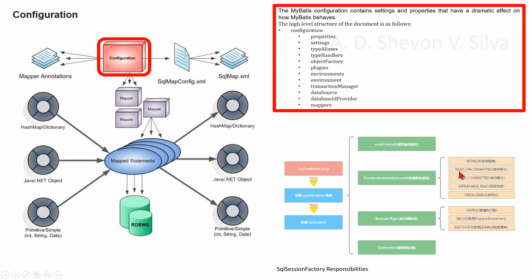Here, none, read uncommitted, read committed, repeatable read, and serializable are connected to the transaction isolation level method. Here simple, reuse, and batch are connected to executor type. Here auto commit, transaction isolation level, executor type, and connection are connected to open session.